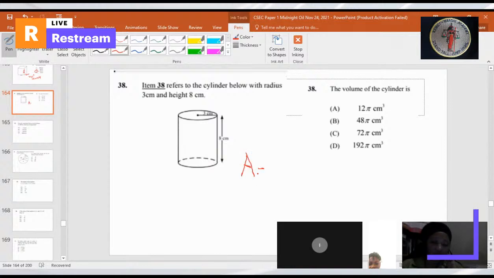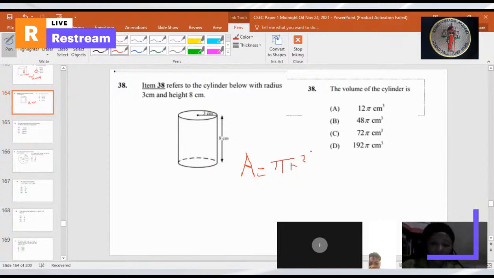The area of the circle, right? So the area of the circle is pi times the radius squared. Lord help me with this pen. That's the area of the circular base.